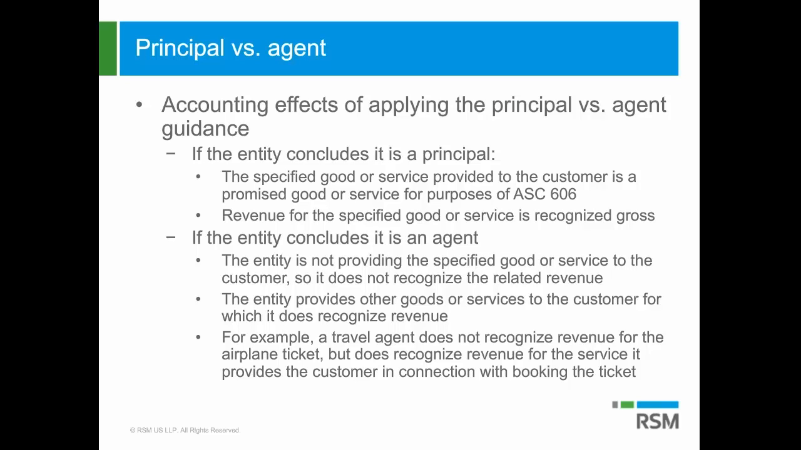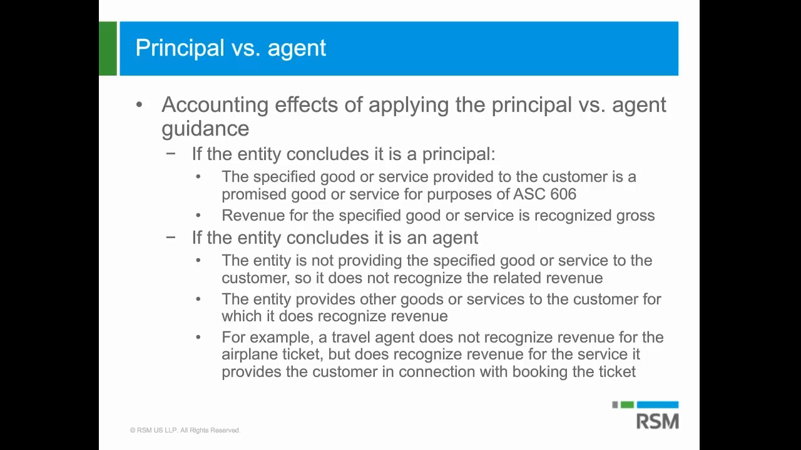So you recognize revenue for all the amounts you receive from your customer, cost of goods sold for the amounts paid to the third party. If you conclude you're an agent on the specified good or service, then you're really not providing that good or service. You're not ultimately providing it. What you are is a conduit in that transaction. You're an agent in that transaction. So what you're getting paid and what you should recognize as revenue is the net amount retained.